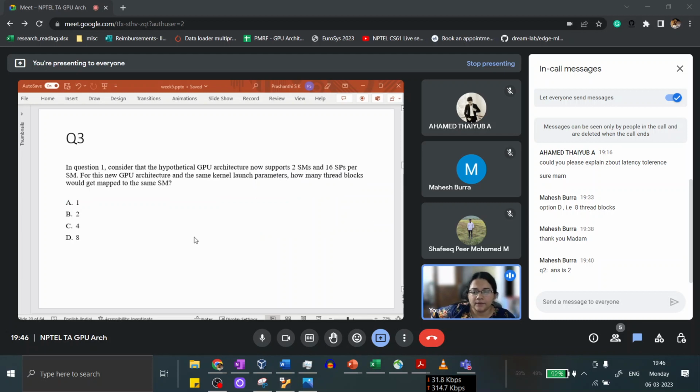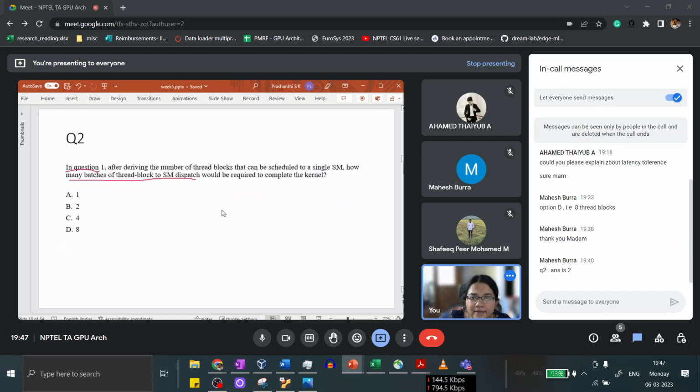Okay, so now again using the same data as question 1, but a different GPU architecture. Now this different hypothetical GPU architecture supports 2 SMs and 16 SPs per SM. Now with the same kernel launch parameters, how many thread blocks would get mapped to the same SM?